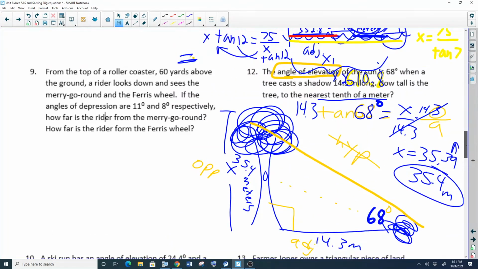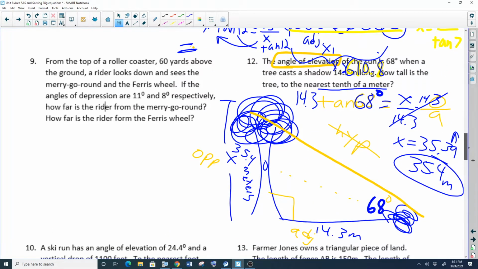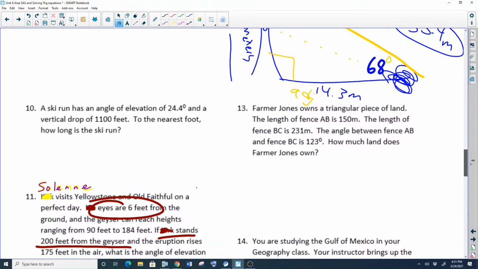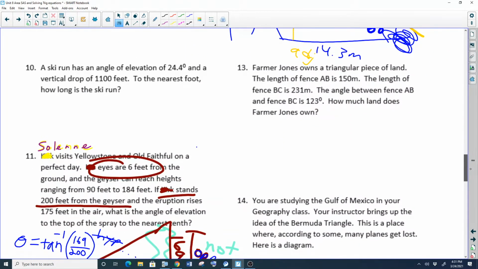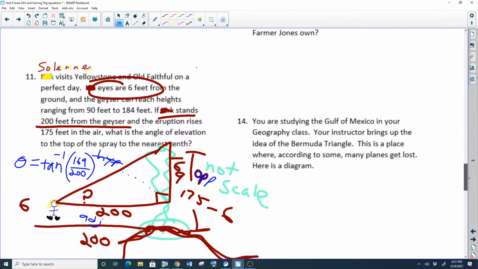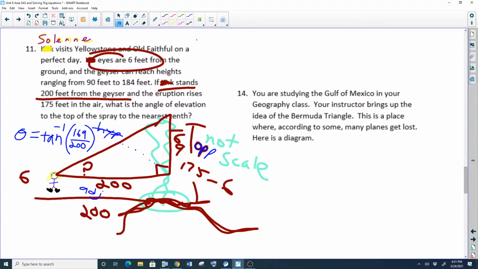using the angles of depression. So you're going to do that same thing for number 9. Give that a try. Then there's number 10. Whoa, Solen Songer! Look at that, we did a problem with her in there. And so just to give you a quick topsy-turvy with the Yellowstone problem.